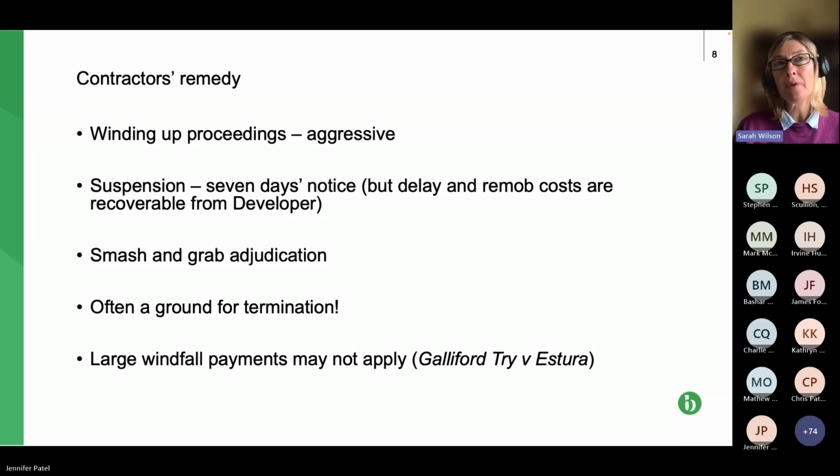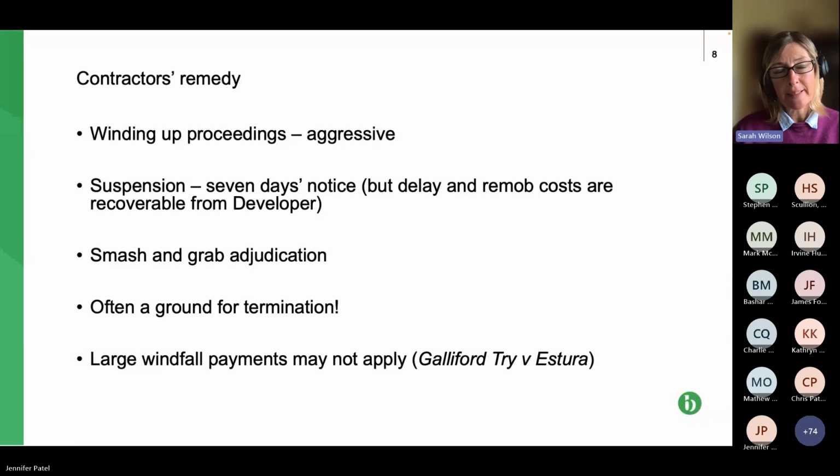What I would say is if you are going to suspend, I'd take legal advice first, just to make sure that you are entitled to suspend. Sometimes this situation might be a ground for termination. Usually, so with NEC, the paying party has to have not paid for 13 weeks or more. And again, terminating is a bit drastic when you can do a smash and grab adjudication.